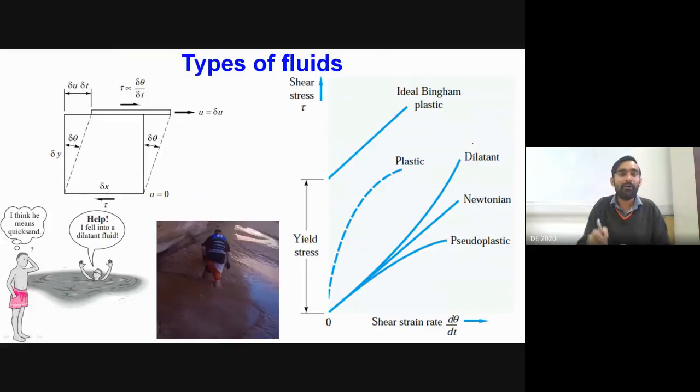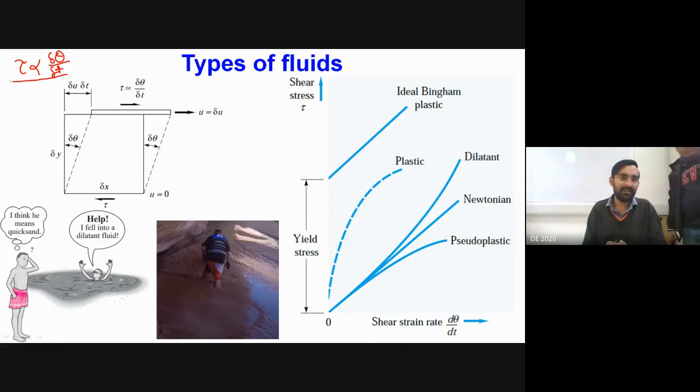Okay. Now, one thing we have understood: in case of fluids, tau is proportional to del theta by del t. It means that when we apply some shear stress, it causes our fluid element to deform continuously with time. But whether this relationship is linear or non-linear, how it will change, is decided by the type of the fluid.